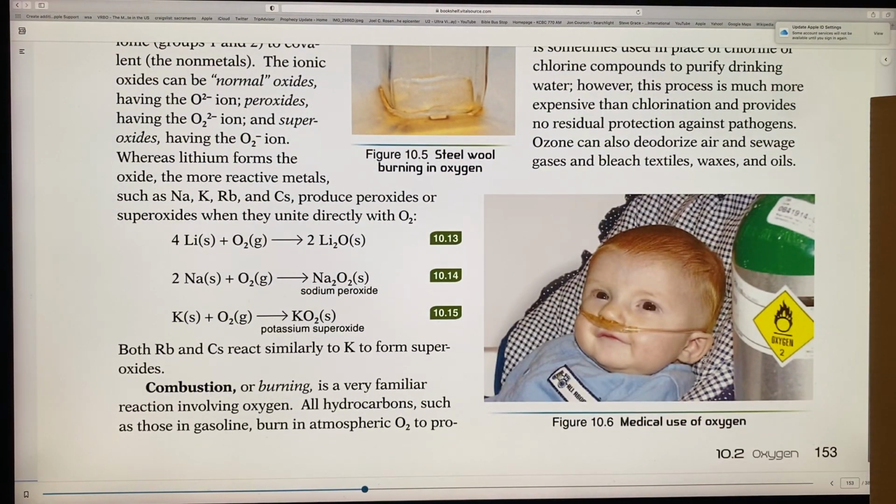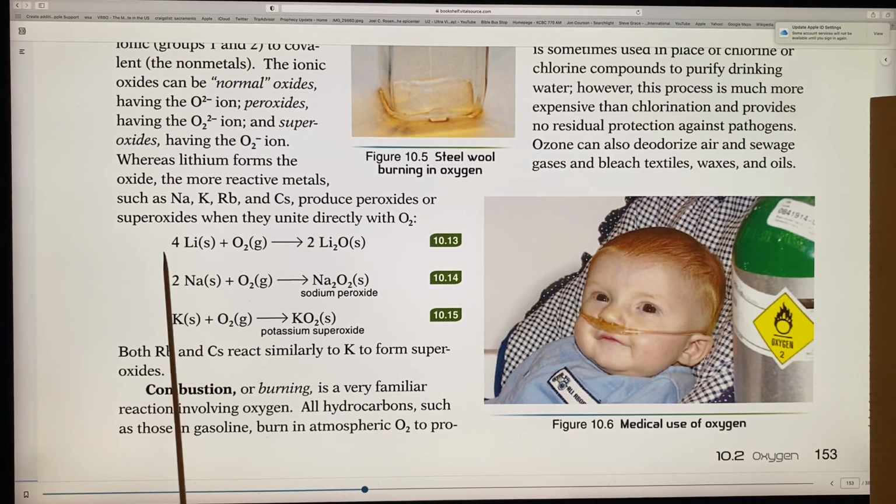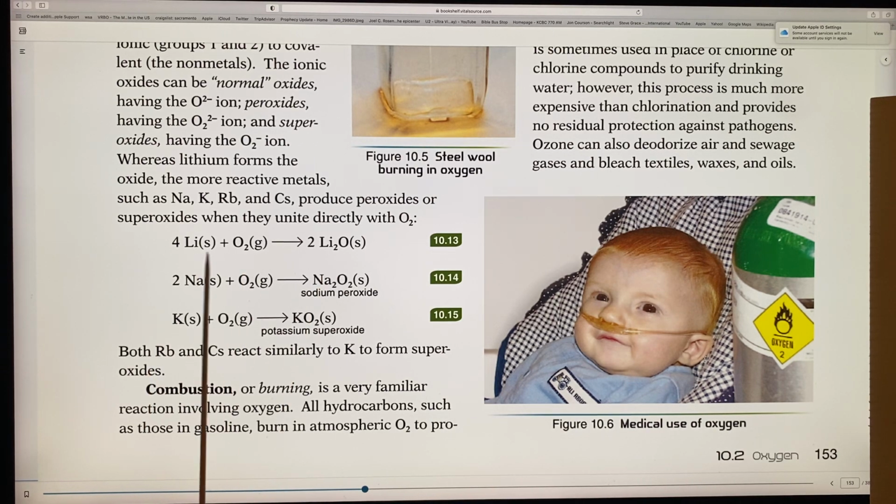Here are some examples we need to know, because these are exactly the same in many ways because of where they're at: the lithium, the sodium, and the potassium. Here we have 4 lithium and oxygen making 2 lithium oxide, which is a normal oxide. Then with sodium, a sodium peroxide reaction, which is a little different. And then we have potassium superoxide. So you can see this, and it depends on how many ions they have.